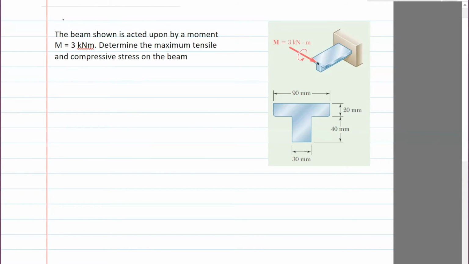So the beam shown is acted upon by moment M. Determine the maximum tensile and compressive stress on the beam. So one thing to note here is once this bends, it's going to bend in this fashion, right, because the moment is as shown.